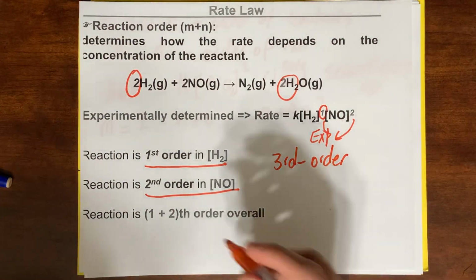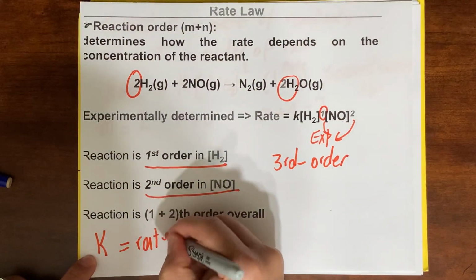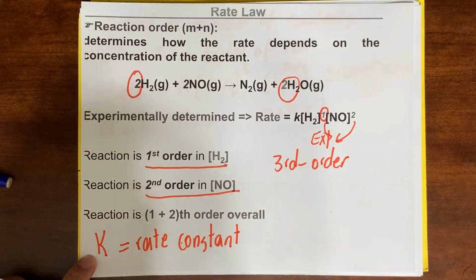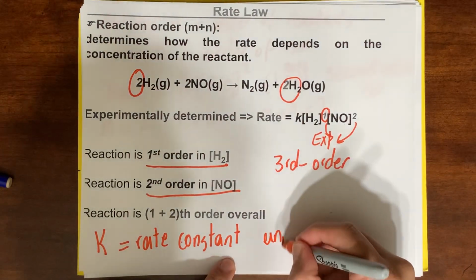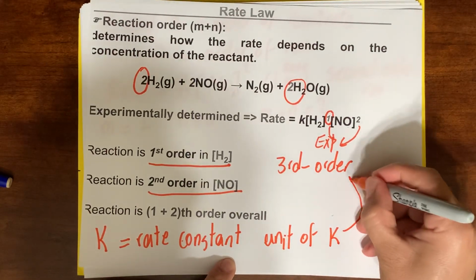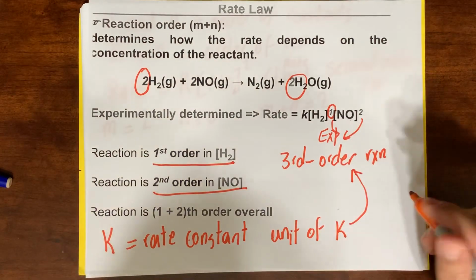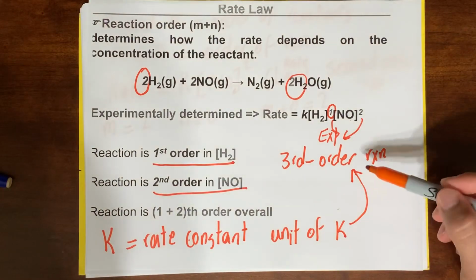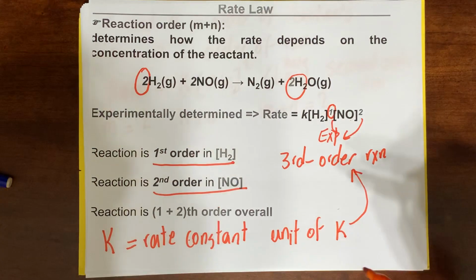Okay. And what's the K? K is rate constant. Rate constant. And unit of K is subject to order of the reaction. So that means you always need to have the order of the reaction to find the unit of K, and they will ask you about the unit of K.